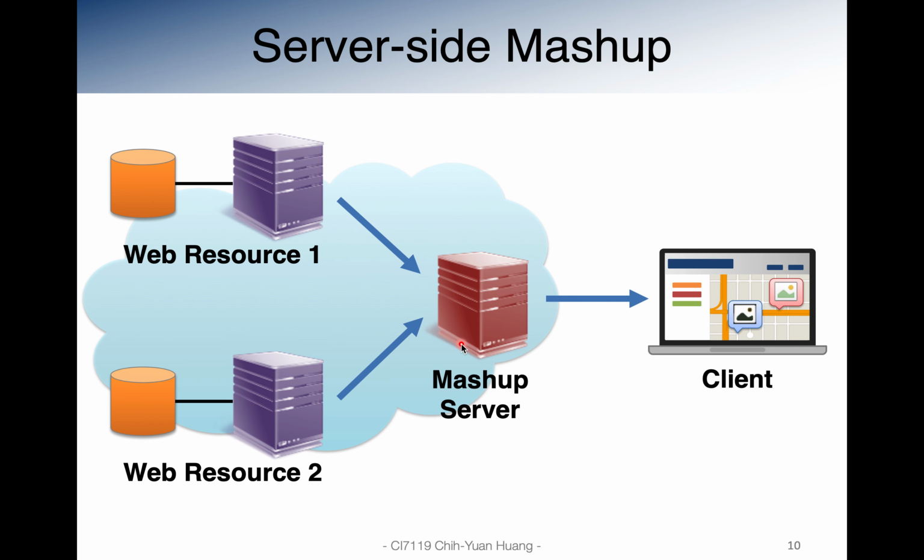After it performs some processing, you can store that information in the database, and then you can create a web client to access this mashup server, to serve as the presentation tier in the 3-tier architecture. So that is the server-side mashup.